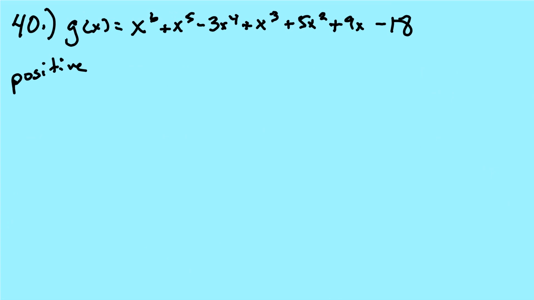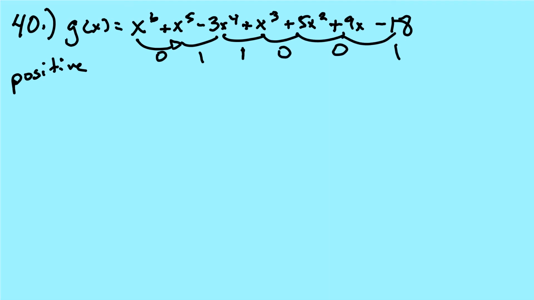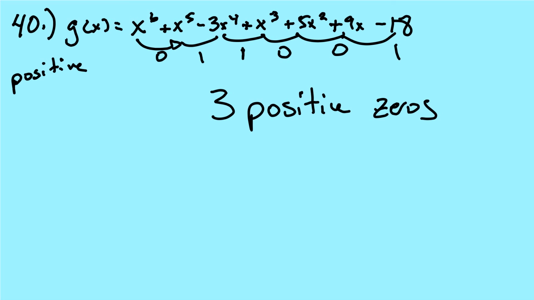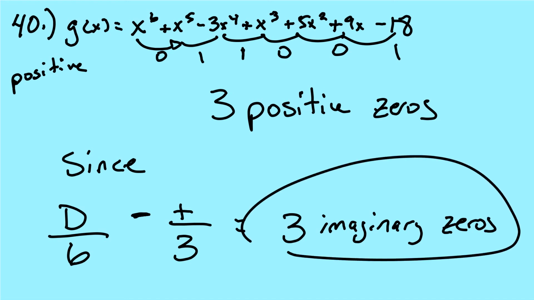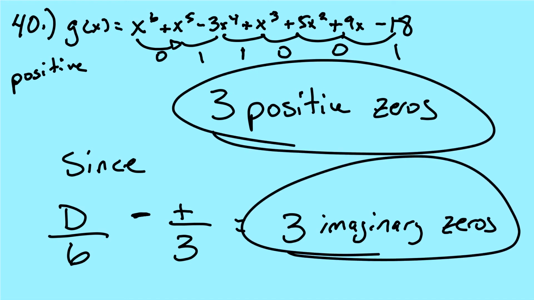All right, number 40, exact same concept. No change. There's a change. There's a change. No change. No change. There's a change. So I have 3 positive zeros. Since my degree is 6, I subtract my positive zeros. That means I'm going to have 3 imaginary zeros. And that's it for 40.